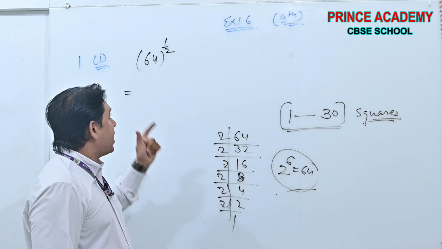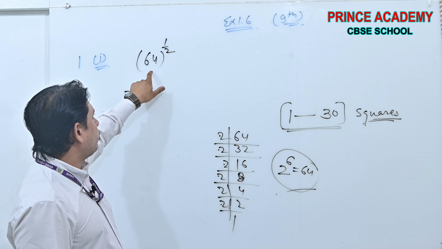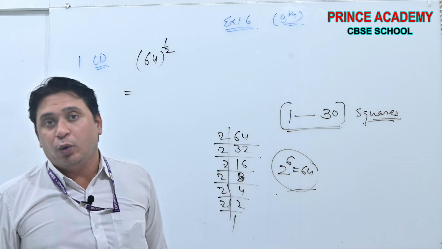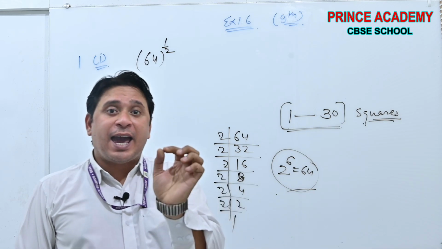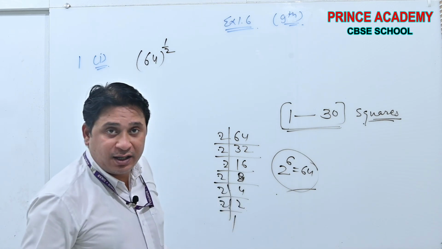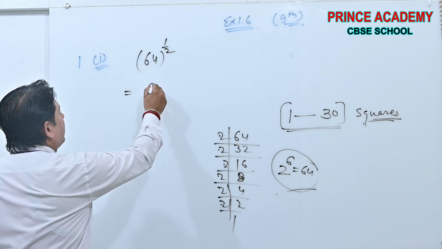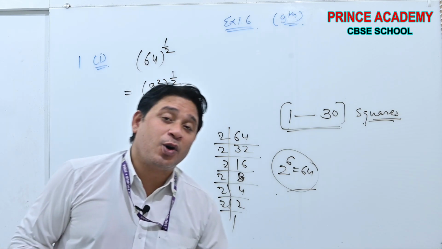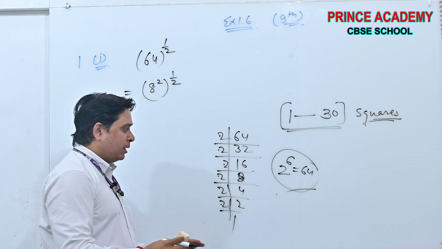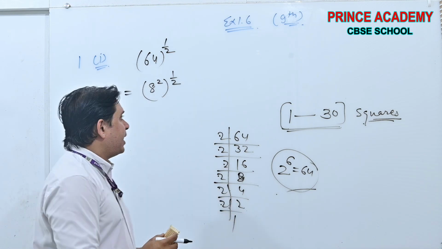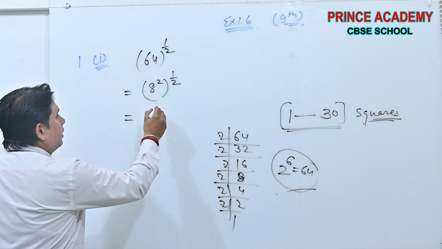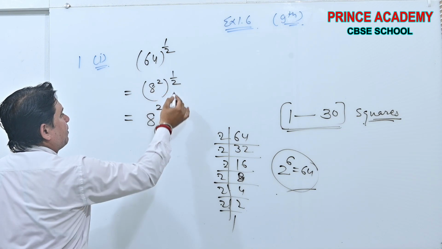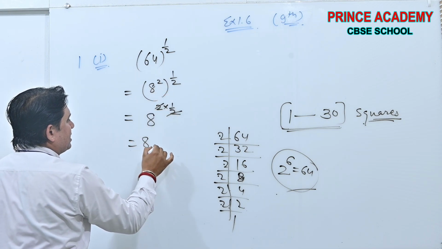who knows, here is the 2. I want to break 64 in terms of something raised to power 2. If he has knowledge of squares, directly he will write 8 raised to power 2, whole raised to 1 by 2. Yes or no? Yes or no? And without writing all that, he will do it as power raised to power, powers are multiplied, 2 cancels 2, 8 is the answer.